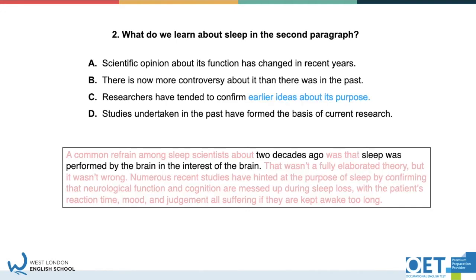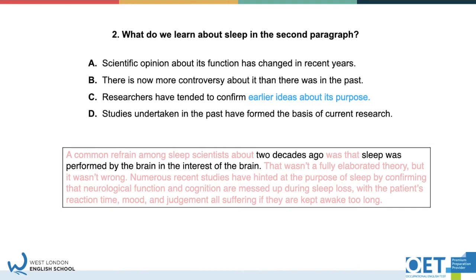Okay, so let's have a look at the answers here. If we have a look at C, researchers tend to confirm earlier ideas about its purpose. Now, in this case, we're going to look for synonyms. That means words that are similar or have the same meaning. And we can see here that we've got earlier and we've got 2 decades ago. So obviously 2 decades ago is referring to the past, referring to earlier. And those ideas are that sleep was performed by the brain in the interest of the brain.